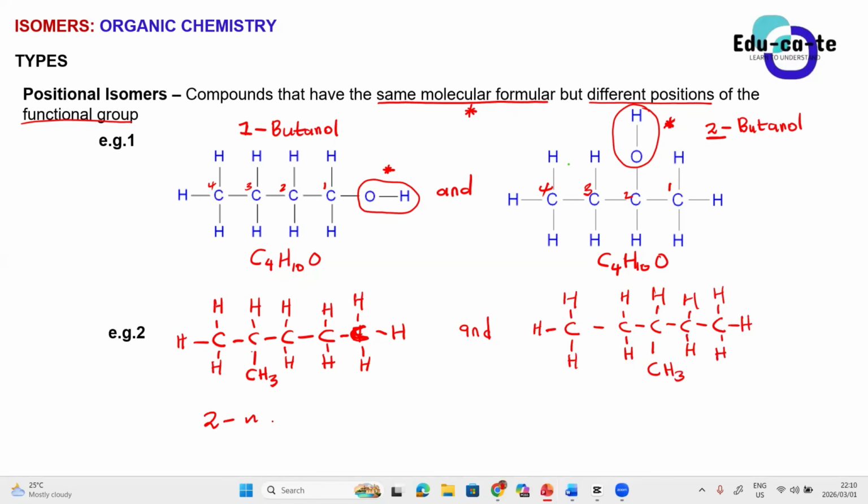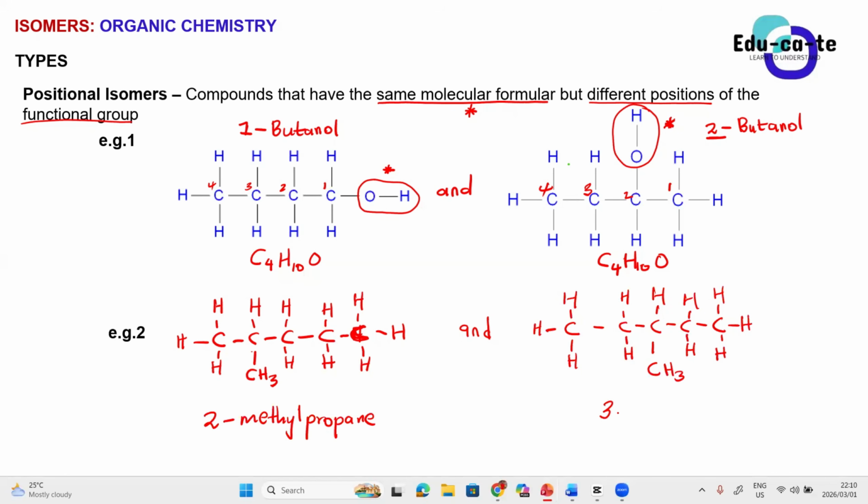I'm sure you guys won't get confused with the naming, because we've been naming for quite a while now. So this is 2-methyl propane. That's the first compound. The second compound, when we name it, is going to give us 3-methyl propane. This is still 3-methyl propane. So we're having 2-methyl propane.